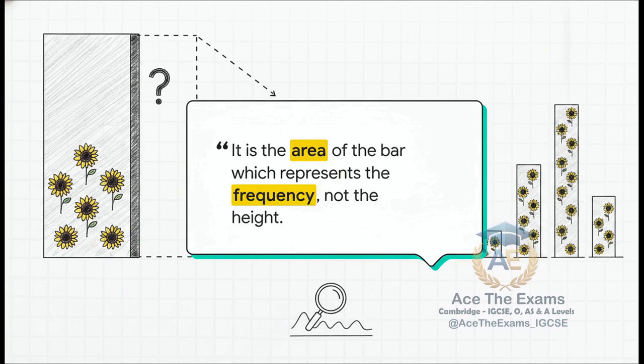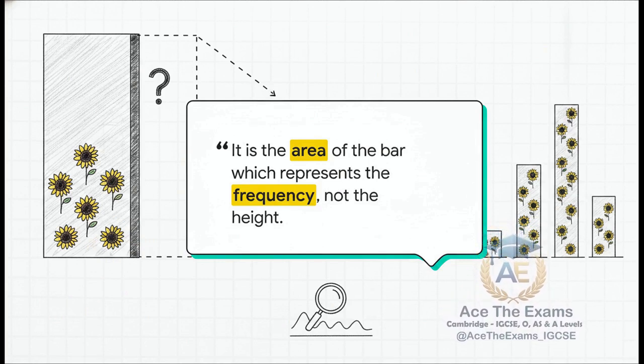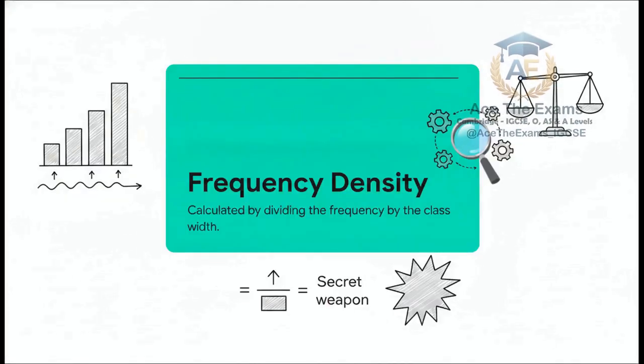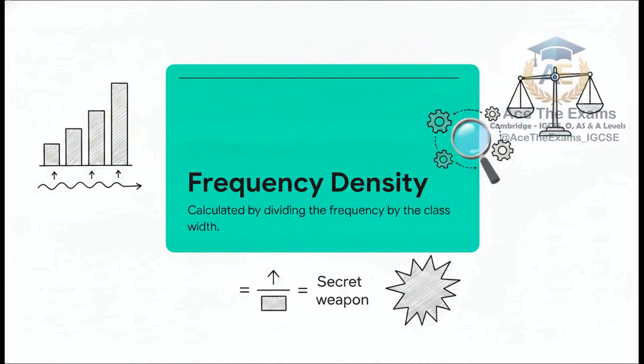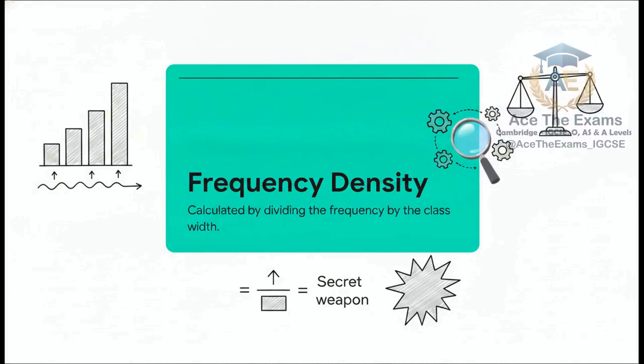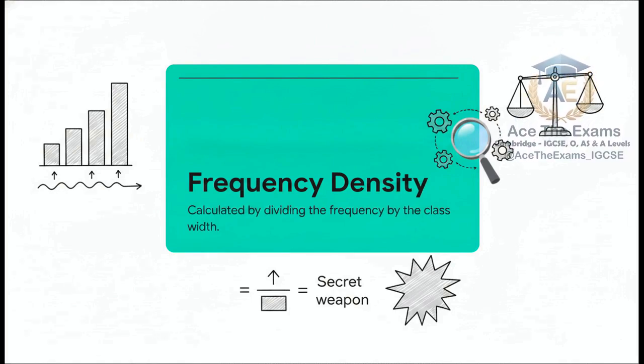This visual deception is exactly what you are being tested on. The examiner wants to see if you will fall for the area trap. To completely disarm this trap, we need to mathematically flatten the playing field. We have to adjust for the varying widths. And we do this by calculating something called frequency density. This is your absolute secret weapon for the final boss.